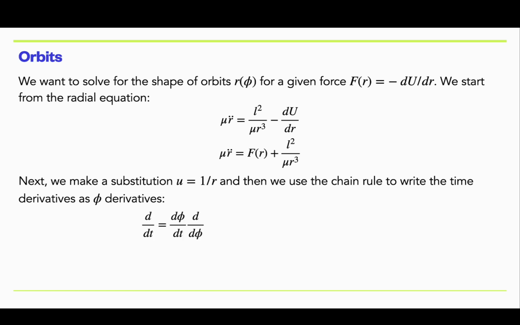Okay, so let's take on the chain rule thing first. So we can write a time derivative like this. d/dt is the same as d/dphi times dphi/dt. The dphi's cancel. dphi/dt is just phi dot. Now remember, angular momentum is mu r squared phi dot. So this phi dot we can write as L divided by mu r squared.